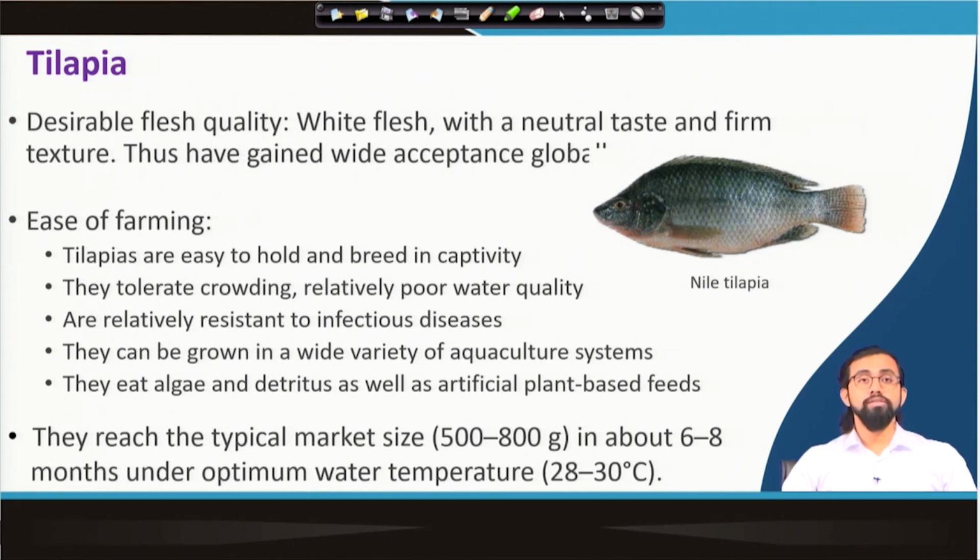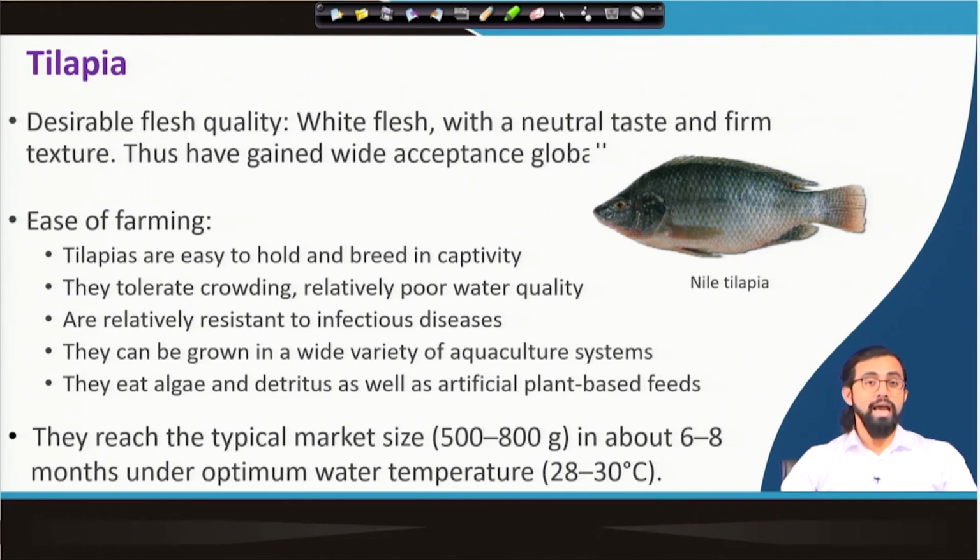sought after fish farming species, because sometimes the water quality may change a little bit, and some other species cannot sustain even a minor change in the environmental or water quality. So they have this susceptibility. Tilapia can sustain even relatively poor water quality. They are relatively resistant to infectious diseases. They can be grown in a wide variety of aquaculture systems. It can be open systems, closed systems, or anything else.